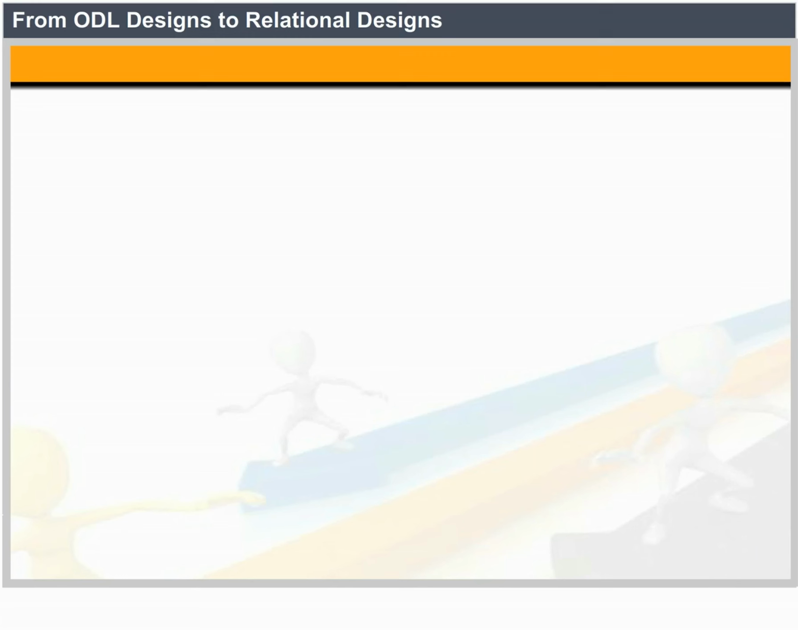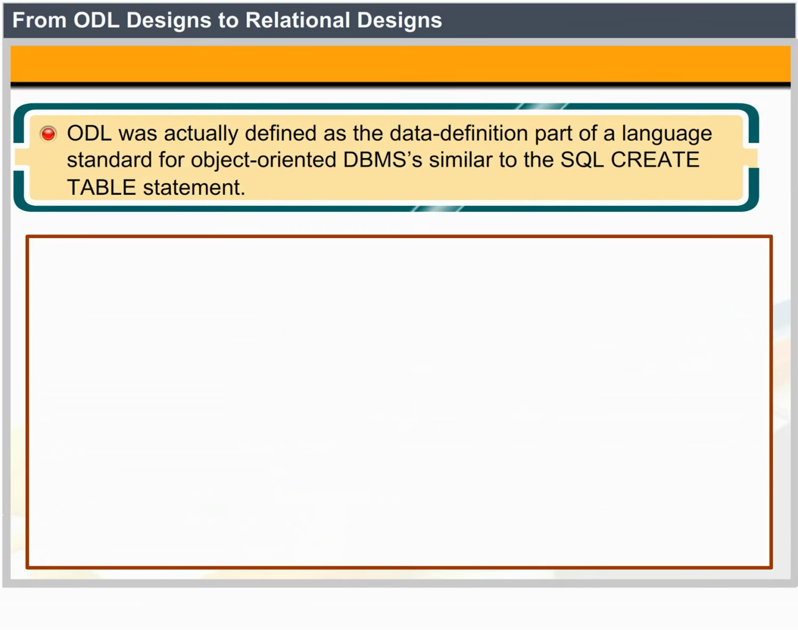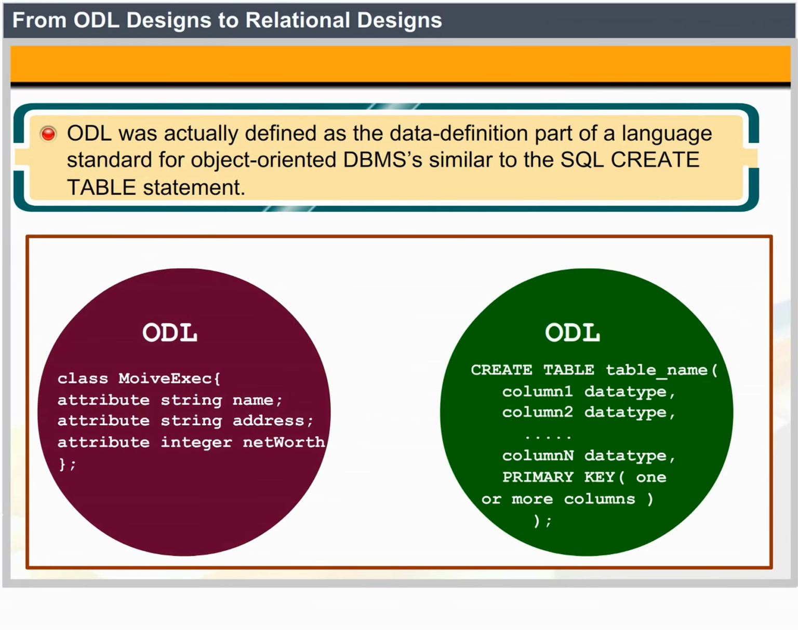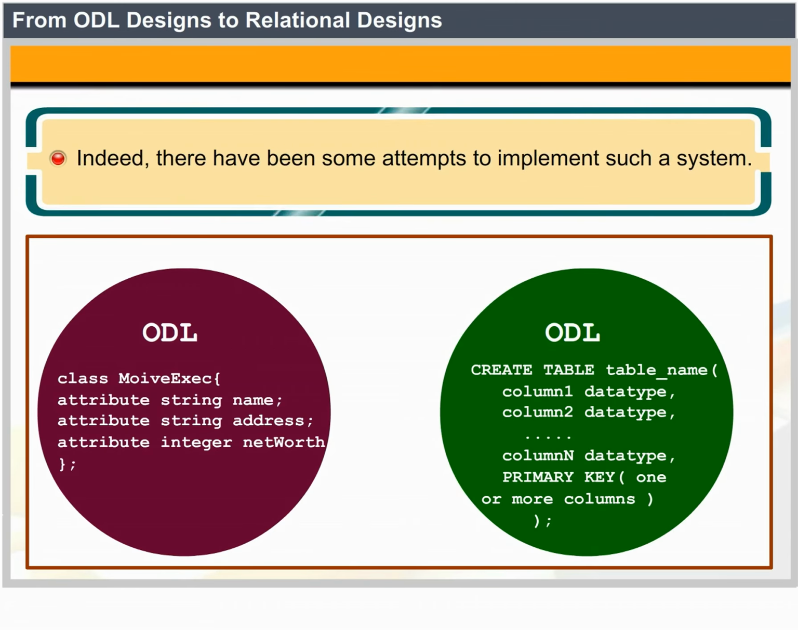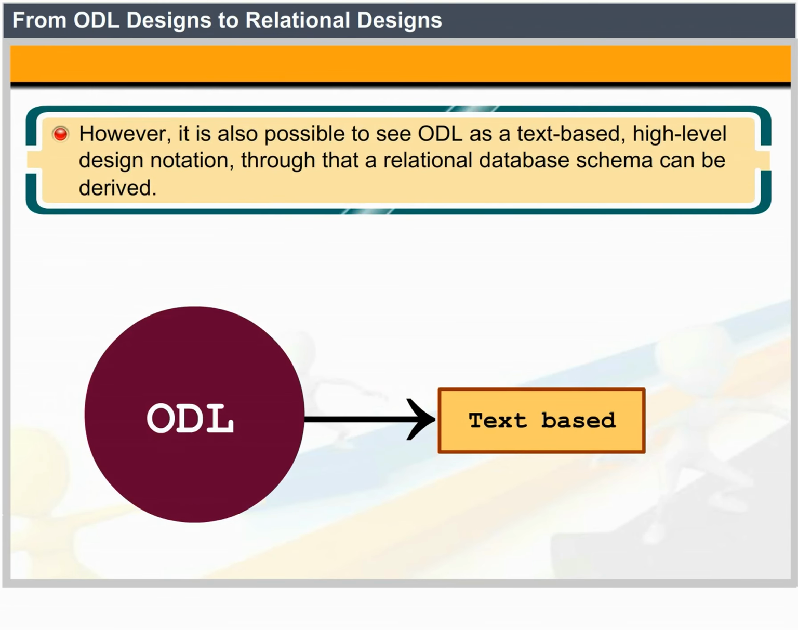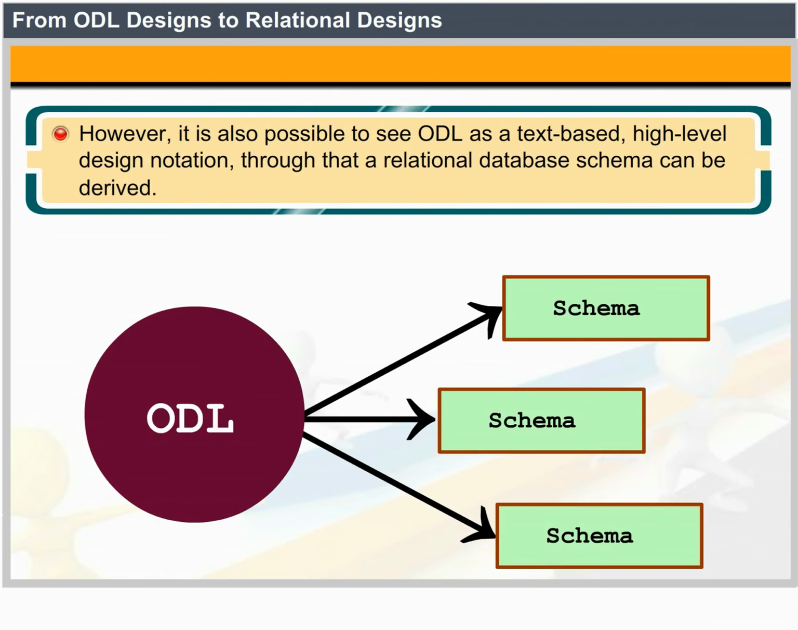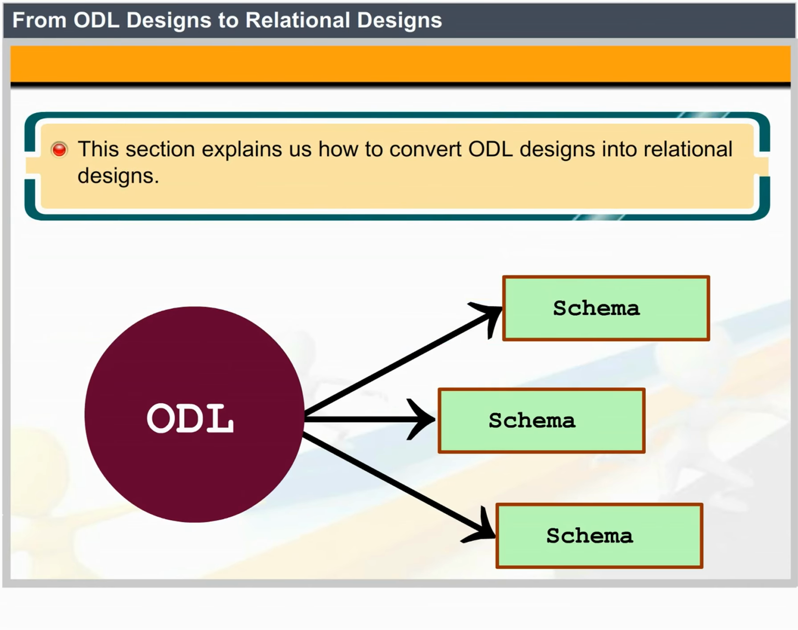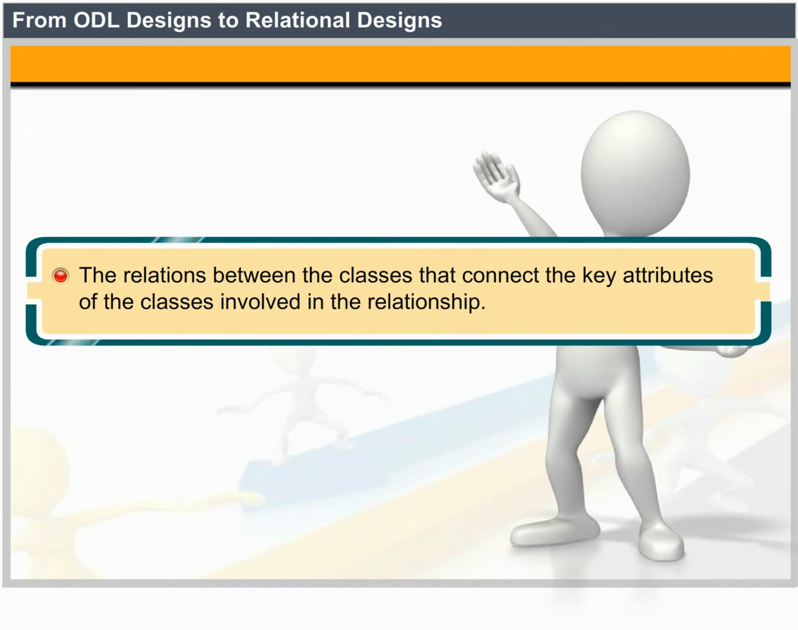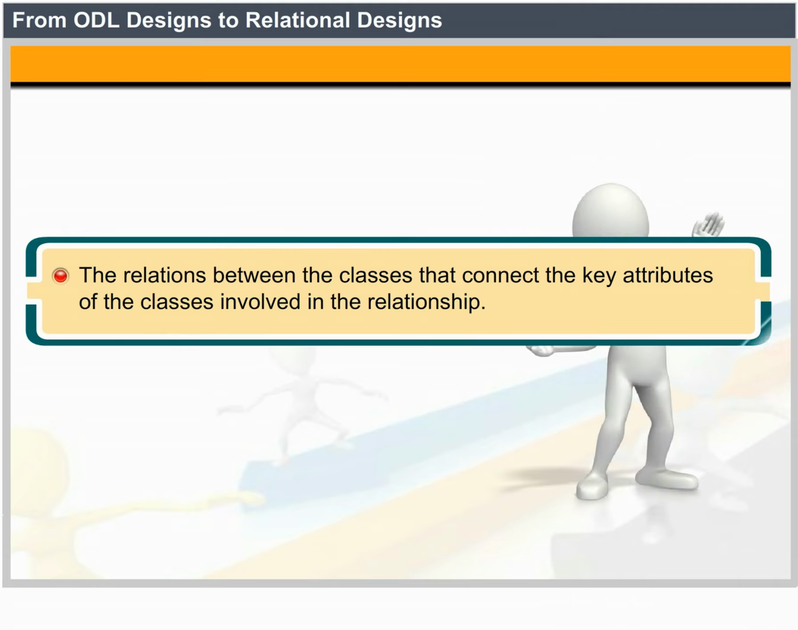From ODL to relational designs. ODL was actually intended as the data definition part of a language standard for object-oriented database management systems, analogous to the SQL create table statement. Indeed, there have been some attempts to implement such a system. However, it is also possible to see ODL as a text-based high-level design notation from which we eventually derive a relational database schema. Thus, in this section, we shall consider how to convert ODL designs into relational designs. Classes become relations and relationships become relations that connect the key attributes of the classes involved in the relationship.